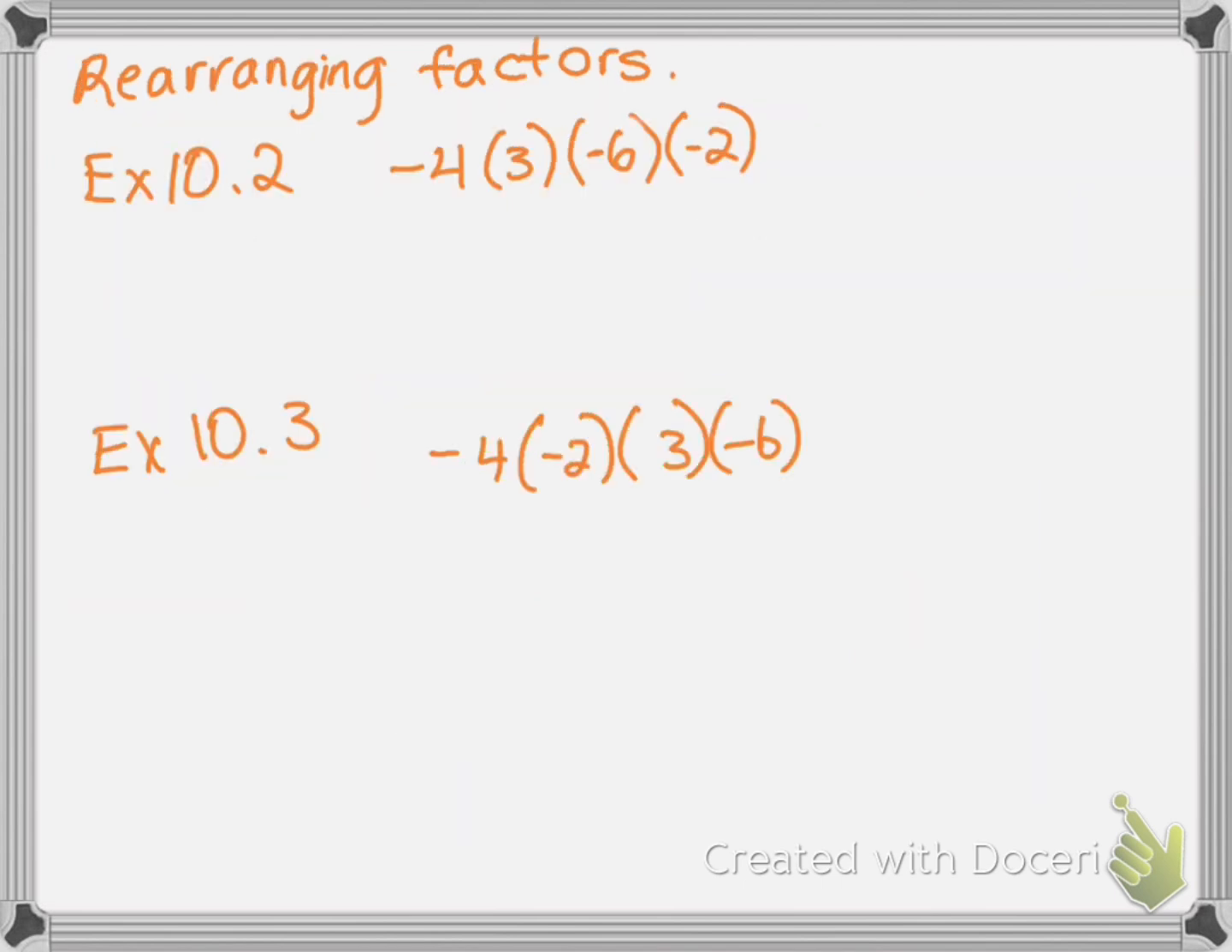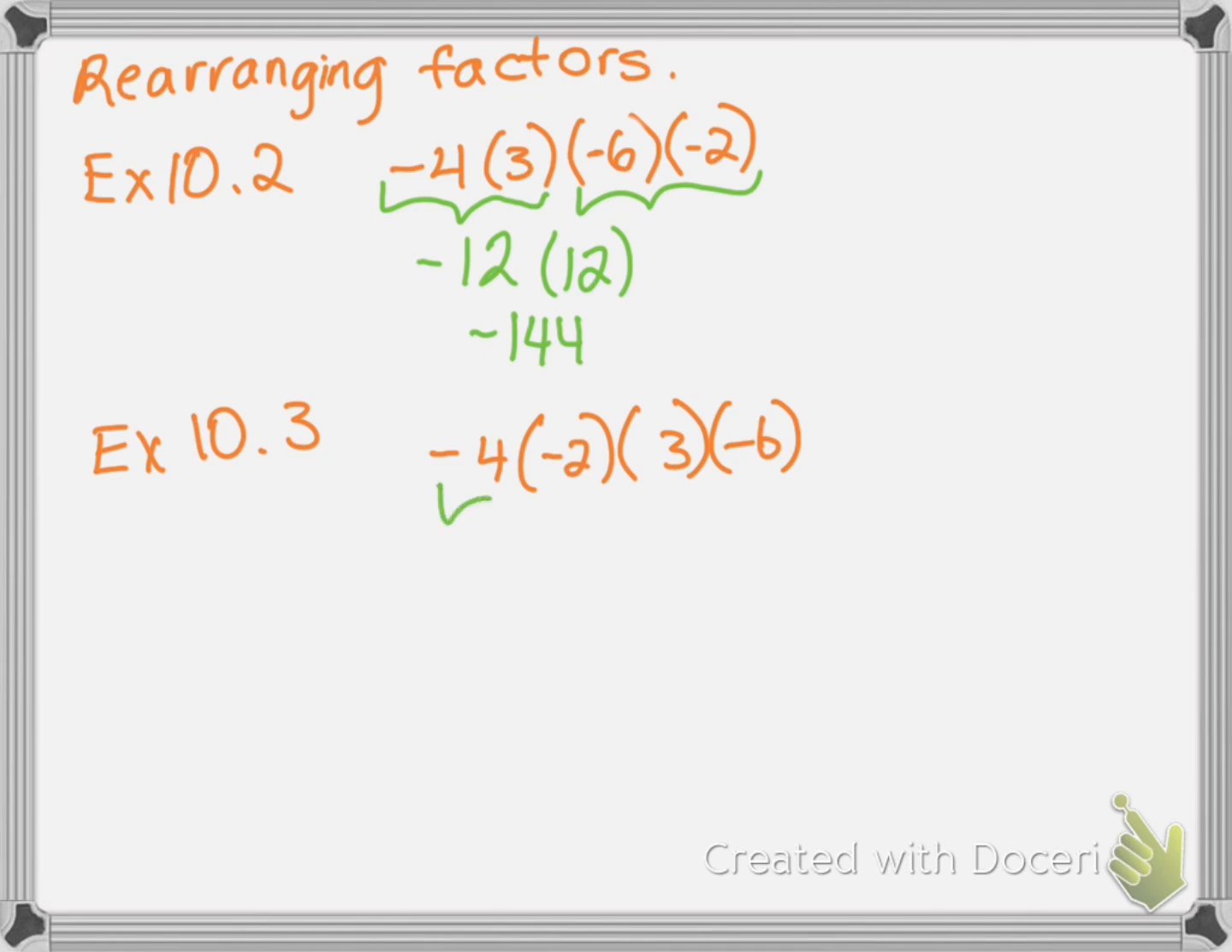In the next section, we're going to review rearranging factors, which is the same idea as the commutative property. What is happening is that I can change the order of the factors and the answer will not change. In this first case, negative 4 times 3 is negative 12, and negative 6 times negative 2 is positive 12. And so the answer will be negative 144.